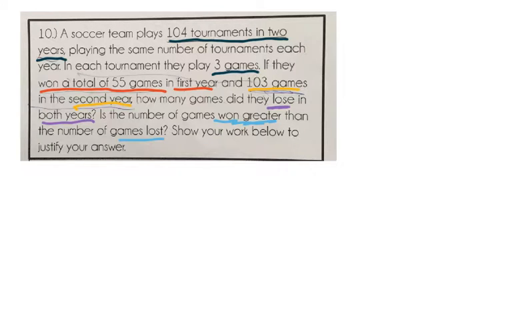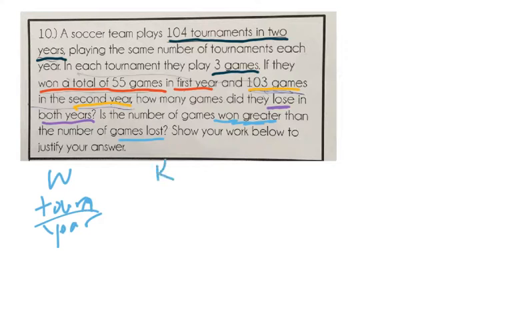So the first thing we have to do is figure out how many tournaments they play each year. If they're playing 104 tournaments in 2 years, we're going to have to figure out tournaments per year. I am going to use WKU for this. I told you in the formative that you don't have to use it for this one, but I'm going to because it is easy. So tourneys, I'm going to abbreviate, per year.